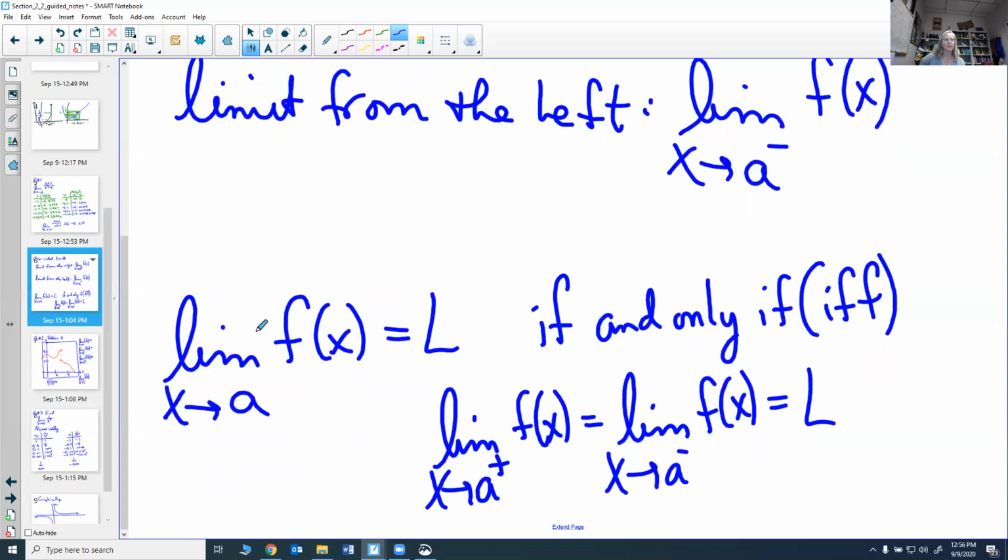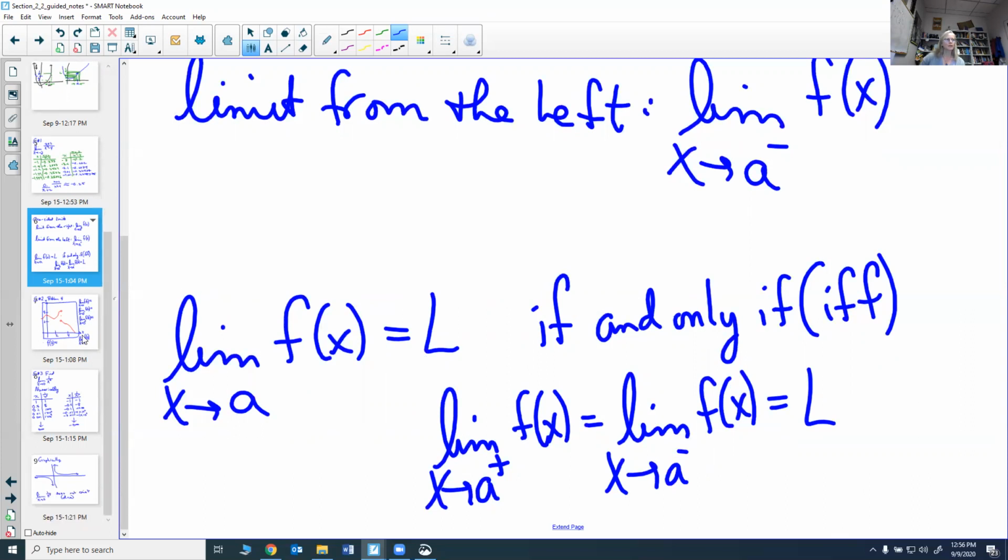The limit as x goes to a of the function would actually equal that limit L if and only if the limit from the left equals the limit from the right equals that L. If and only if is again a popular thing to write, so we write IFF for if and only if. What that means is if this is true, then this one's true, and if this one's true, then this one's true. And so that's what we have.